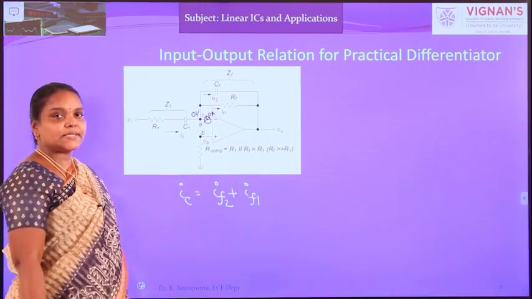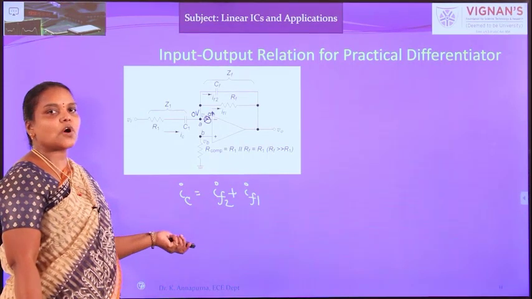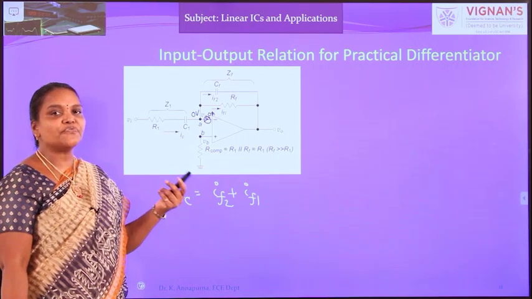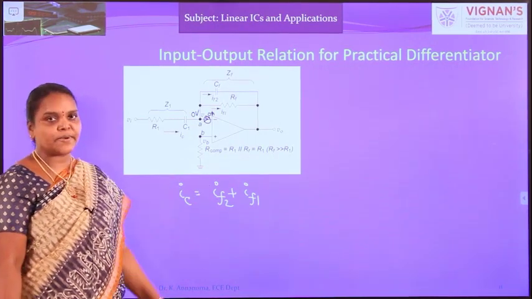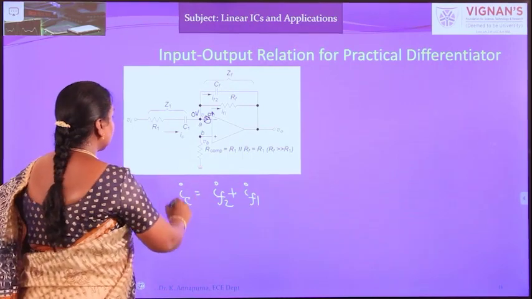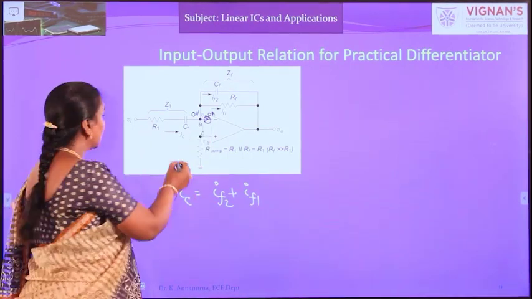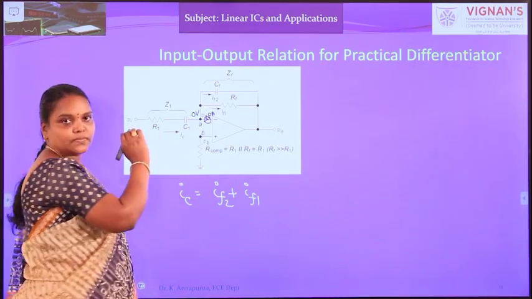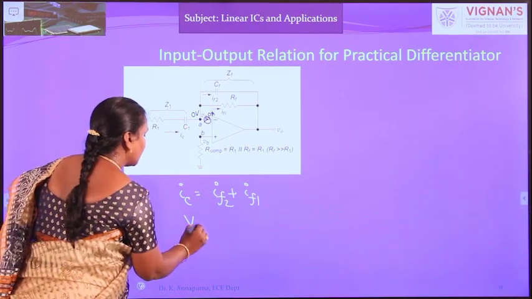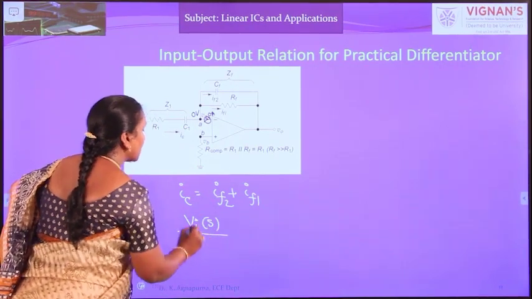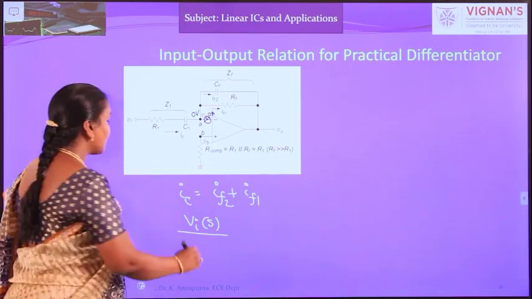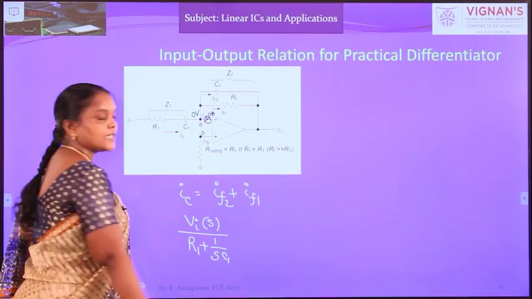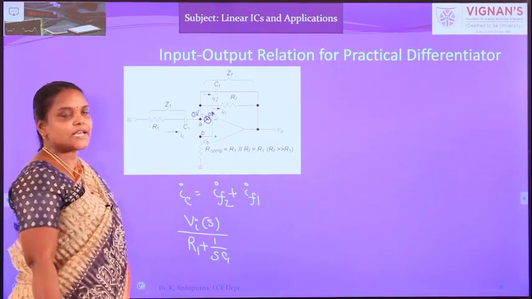You can apply KCL in terms of frequency domain terms or time domain terms. Already you have seen it in time domain terms, so to make you familiar, now I am using the frequency domain terms. So what is IC? Current flowing through this. What is the voltage drop across this? It is Vi of S minus 0, that means Vi of S. So Vi of S by what is the impedance of this branch? R1 plus 1 by SC1. The capacitive reactance in the Laplace domain is 1 by SC1.